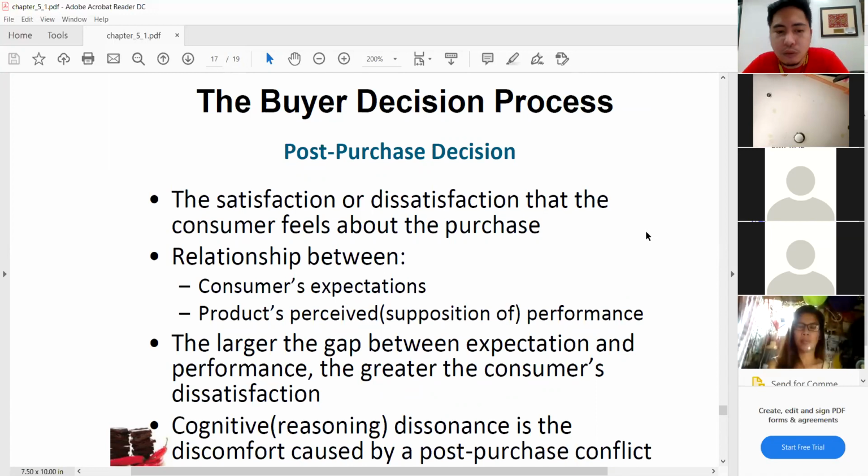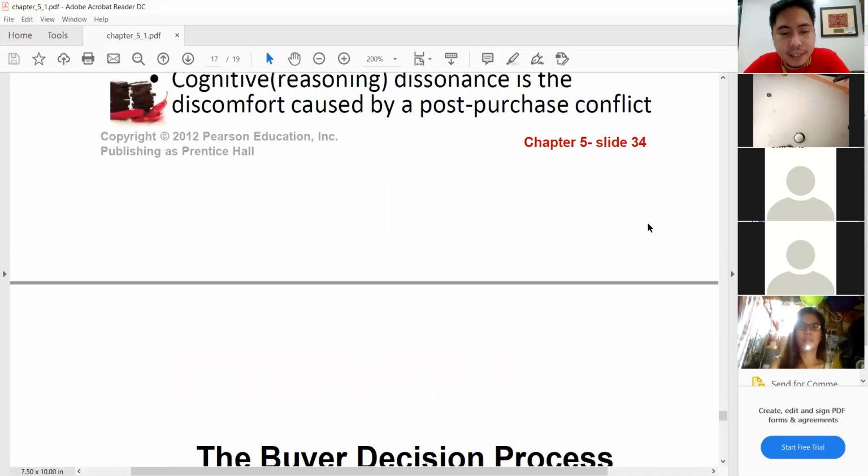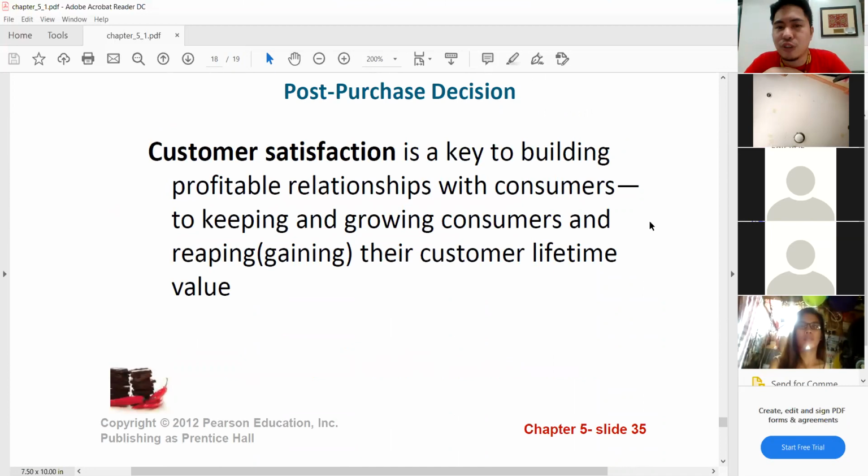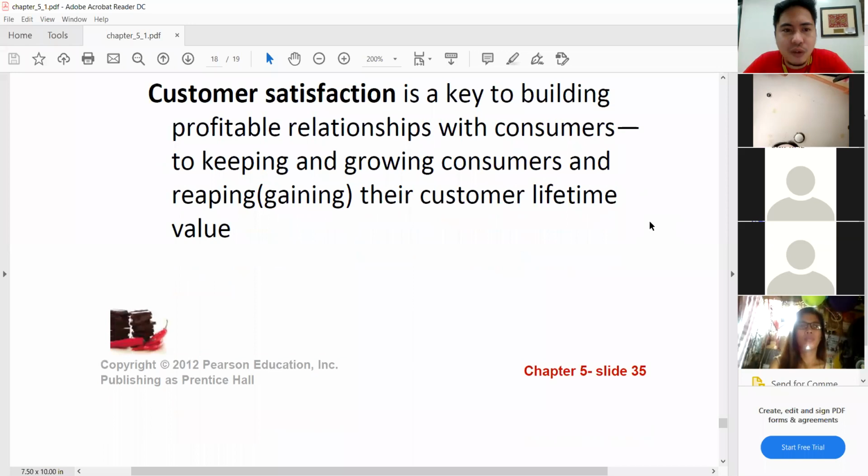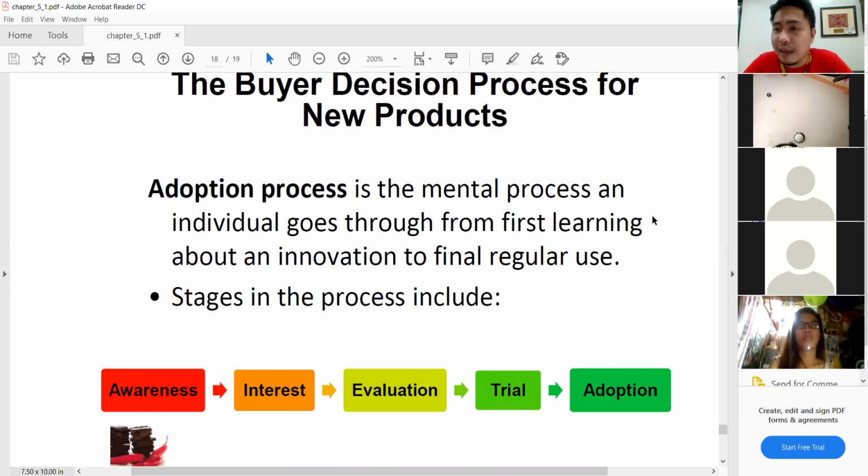So can you read these discussions already? I'll be posting this one, don't worry. And the key here is customer satisfaction. So customer satisfaction is a key to building profitable relationships with consumers, to keeping and growing consumers and reaping their customer lifetime value. So customer satisfaction is always the central tenet or the central value of every marketing professional.